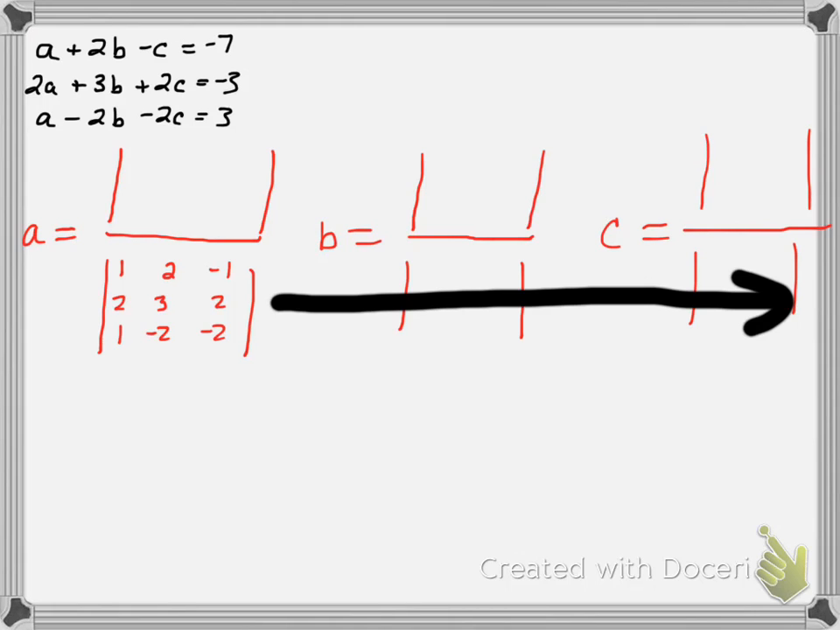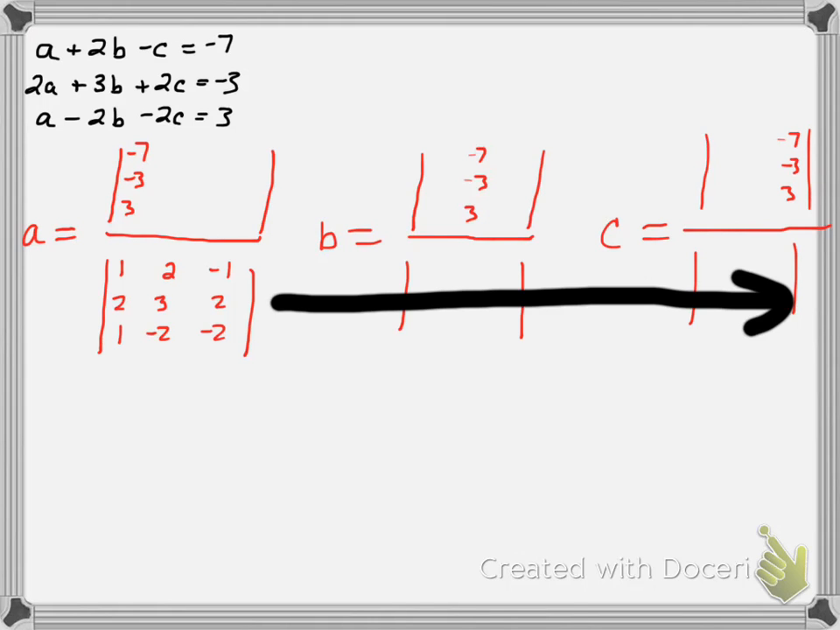On the top, we can start with the same concept as a 2 by 2. That constant column, negative 7, negative 3, 3, will start our problem. And it will end our problem. And in the middle, it goes in the middle. Kind of logical. It's at the beginning for x, or a in this case. It's at the end for c. And it's in the middle for b.